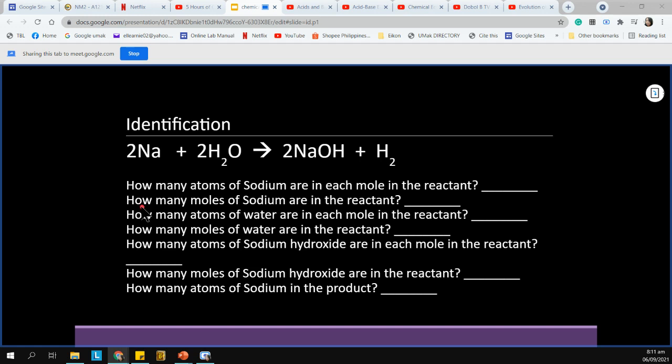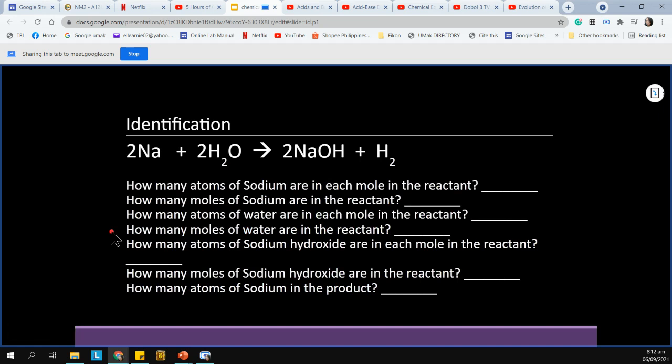It's almost similar with this one. How many moles of sodium are in the reactant? So this one is in the product. So this is your total already. Okay? So it's 2. So consider it, it's not in each mole. It's as a whole already. Is that clear, Isaiah? Yes, okay, thank you. Any questions so far with this activity?